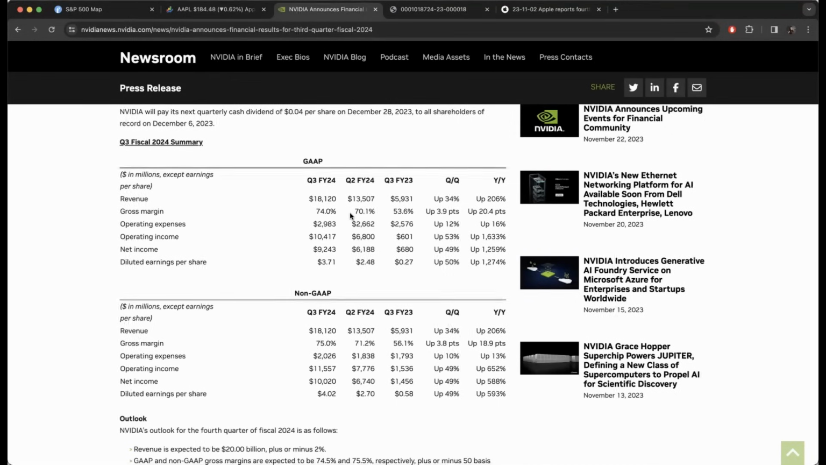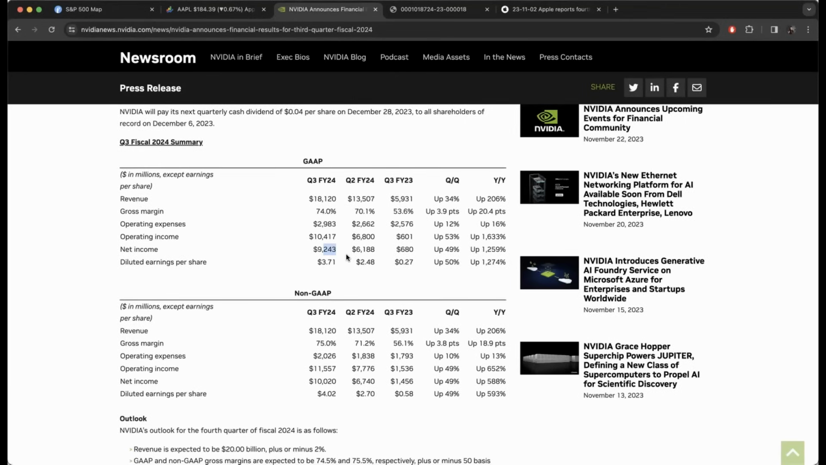We can see that Nvidia has the highest margins of any S&P top 10 company, at a whopping gross margin of 74%, meaning for every $100 they bring in, they're maintaining about $74, which is absolutely insane, right? Their net income went up 1,259% year over year, 50% quarter over quarter, to $9.2 billion.